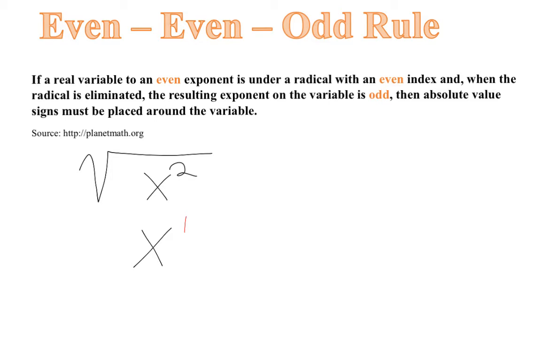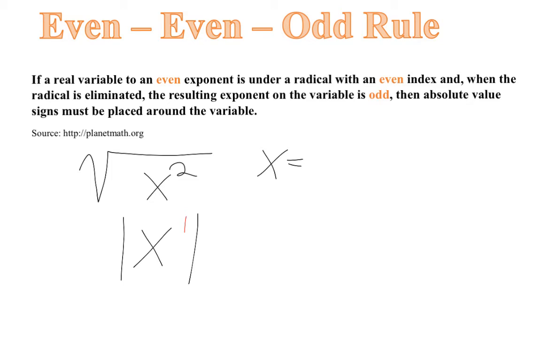And that's an invisible 1 there as the exponent, so that's odd. So I have even, odd. And so that means that my final answer here is going to have absolute value marks around it. And the reason for that is, let's go ahead and test some points.